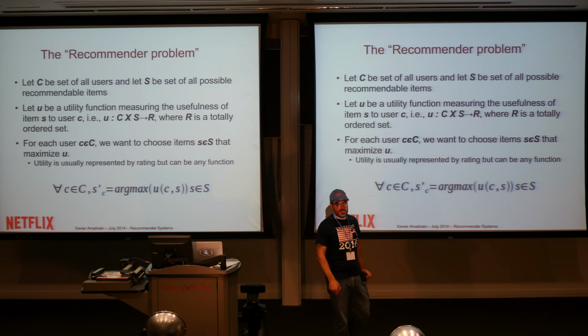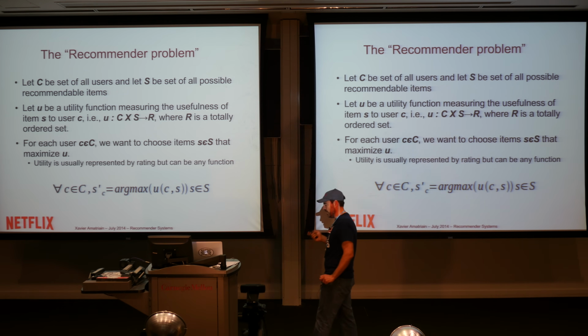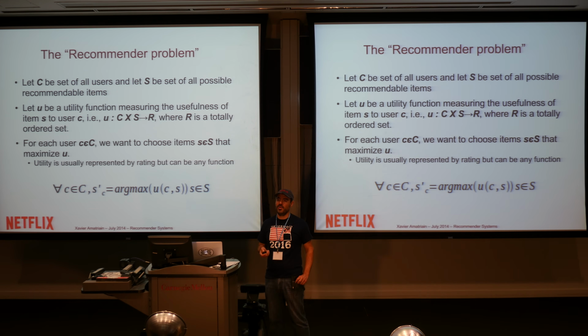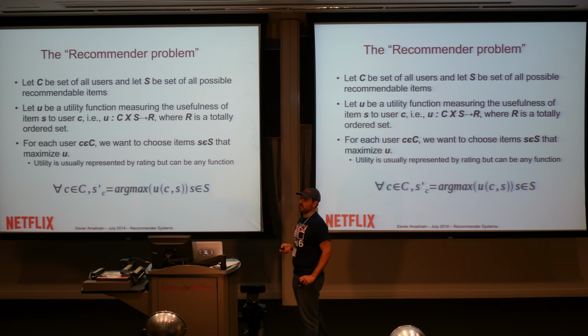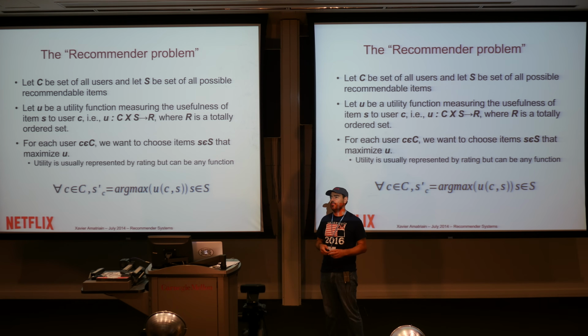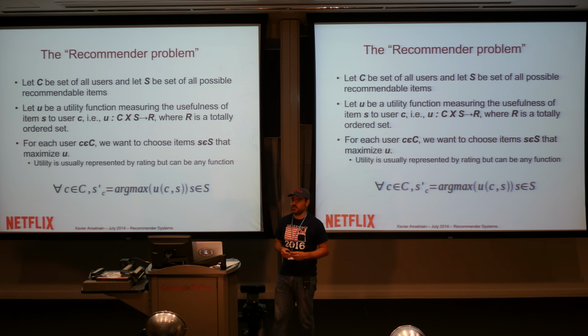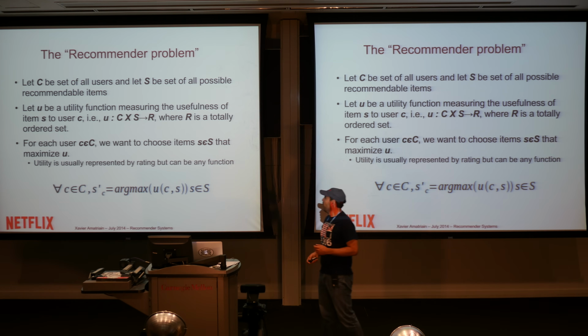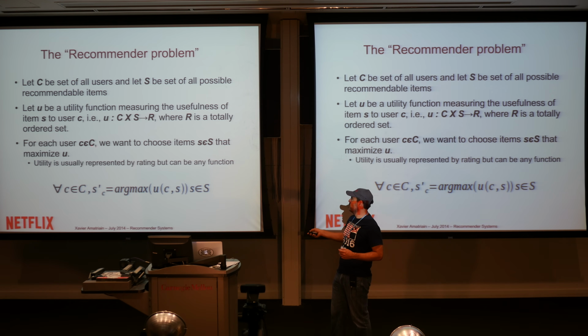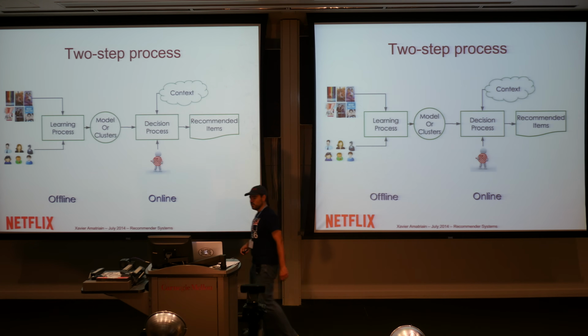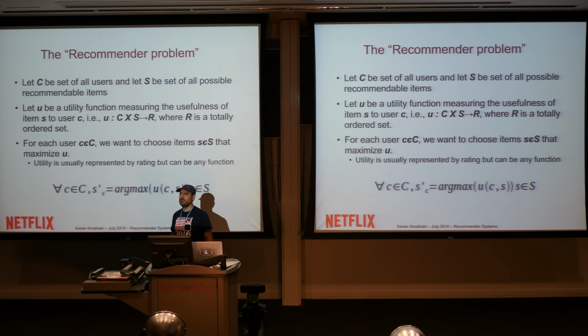And totally ordered is also an interesting concept that we'll be getting to when we talk about learning to rank and how we use learning to rank approaches for recommendations. But the basic idea is that we need to be able to order things, because at the end of the day, recommendation, just like search, is a way to order things using some utility function, so that you can prioritize some things versus others. And of course, for each user, we want to choose the subset of items in S that maximize this utility function. Okay, so any questions so far?